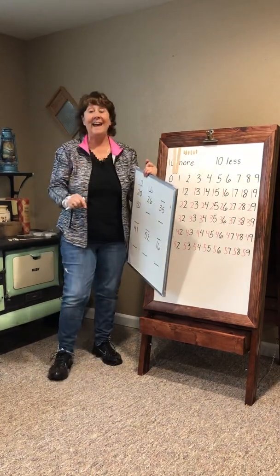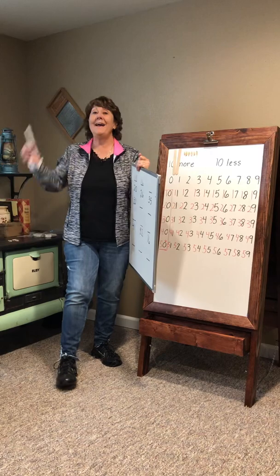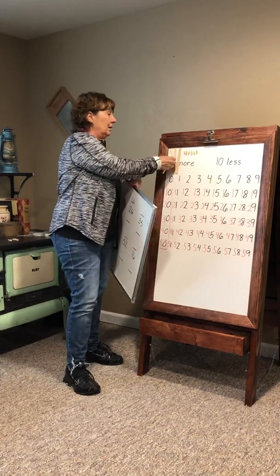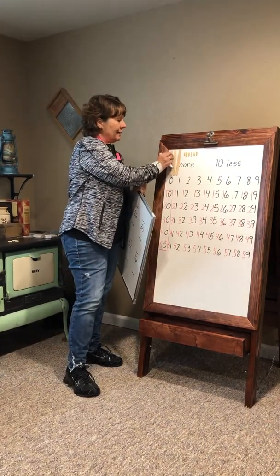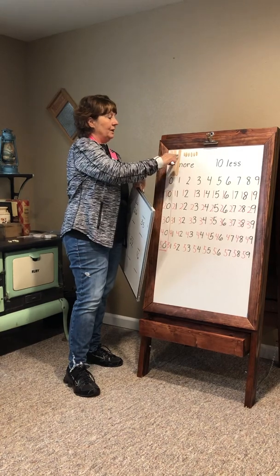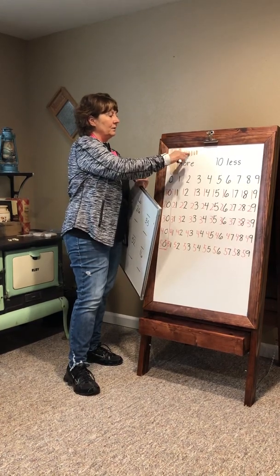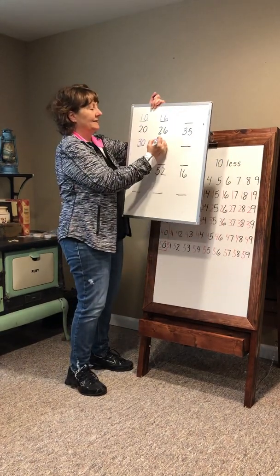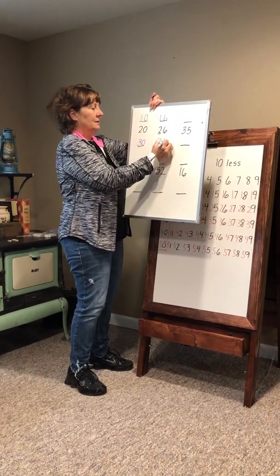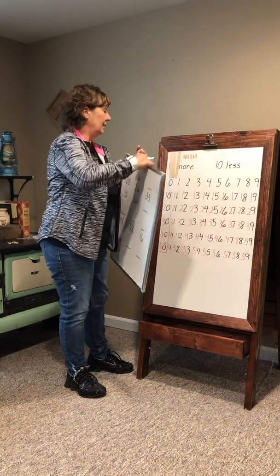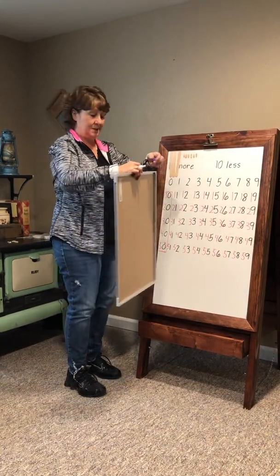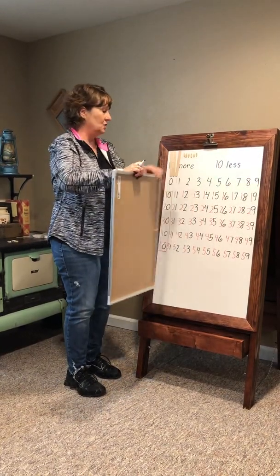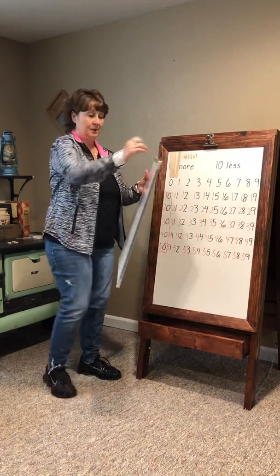Now, when I go back to 26 and I want 10 more, I add one more group of 10. And when I count that, 10, 20, 30, 31, 32, 33, 34, 35, 36. So let's go ahead and go from the manipulatives to actually doing it on our chart.